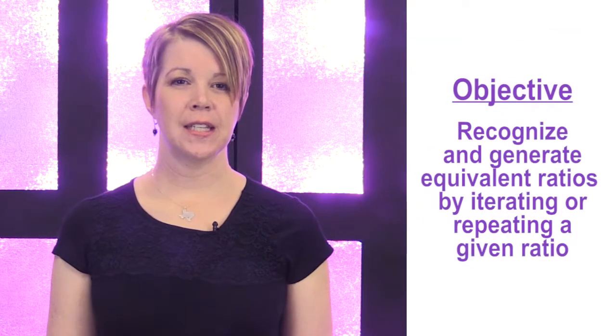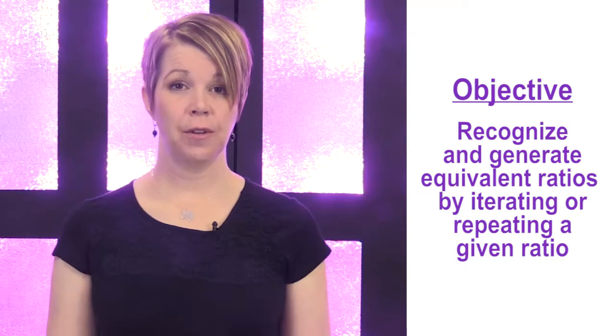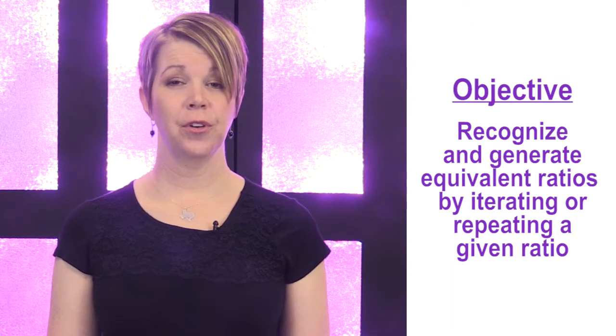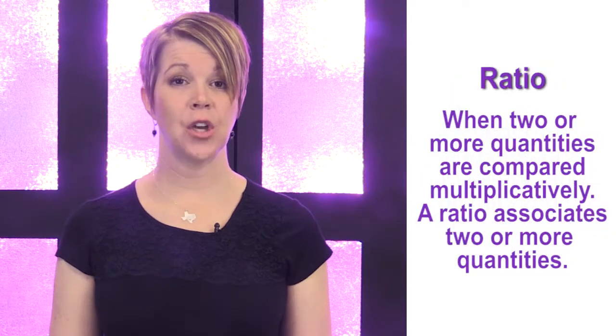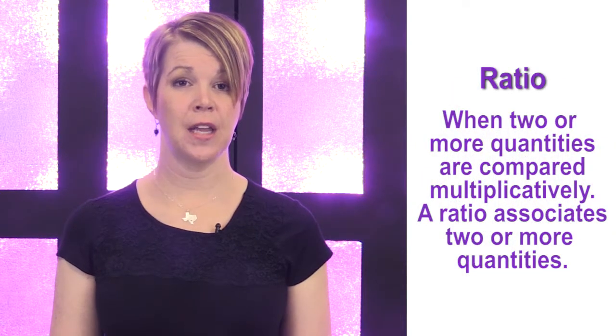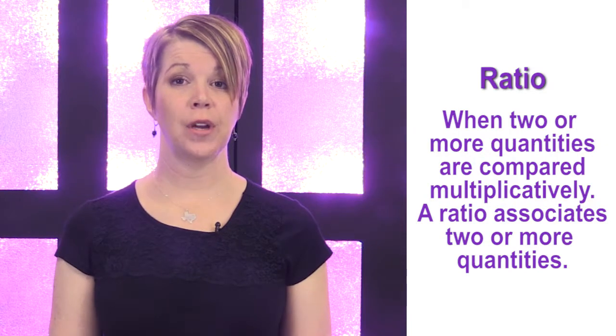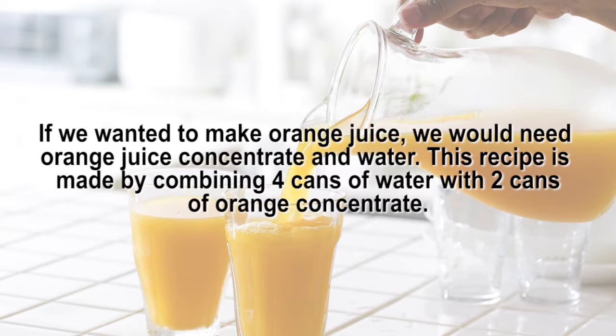The objective of this lesson is to recognize and generate equivalent ratios by iterating or repeating a given ratio. In previous lessons, we learned that a ratio is a multiplicative comparison of two or more quantities. Today we will be finding equivalent or equal ratios. If we wanted to make orange juice, we would need orange juice concentrate and water.